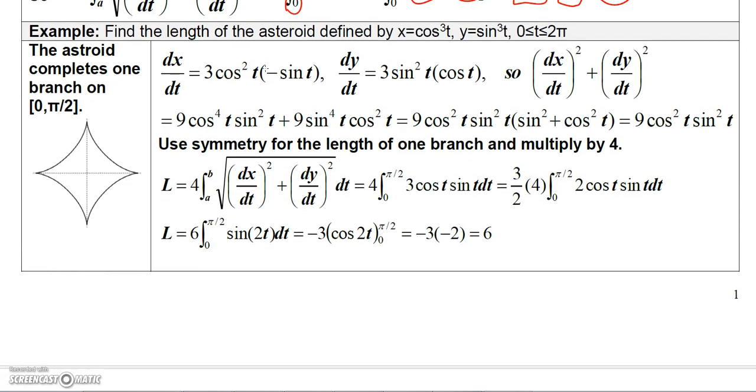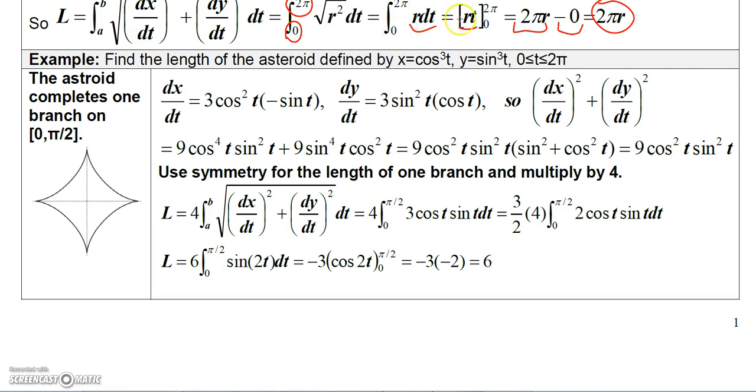Okay, so now this next one, I'm going to find the length of this asteroid that's defined by x equals cosine cubed t, y equals sine cubed t, as t goes from 0 to 2 pi.